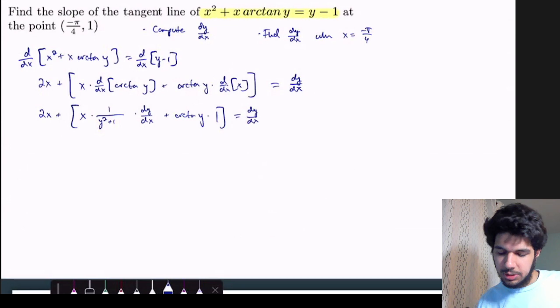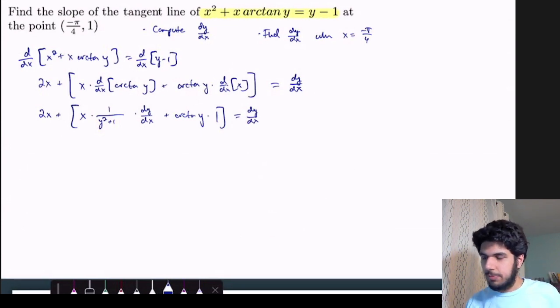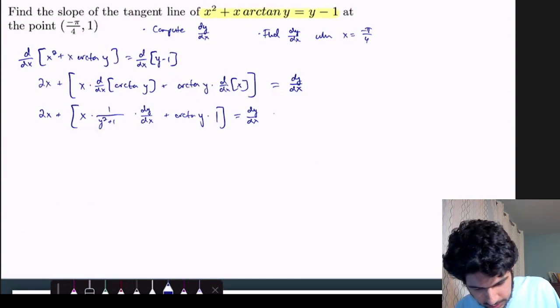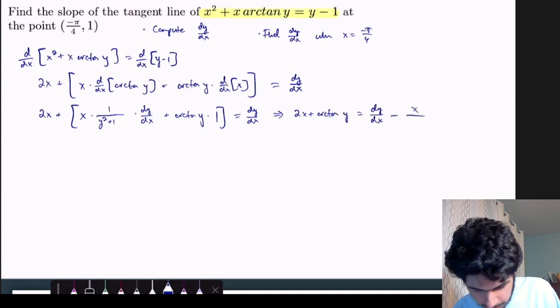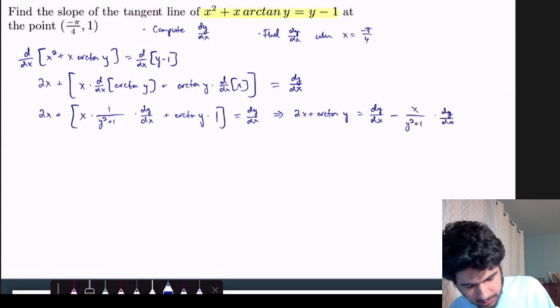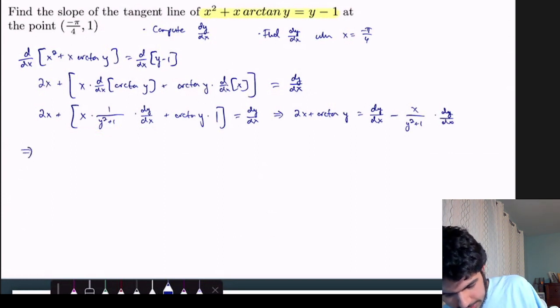We want to solve for dy dx, so let's sort of take this term here to the right-hand side and then factor out our dy dx. So this would tell us that 2x plus arctan of y equals dy dx minus x over y squared plus 1 times dy dx. We'll factor out a dy dx now.